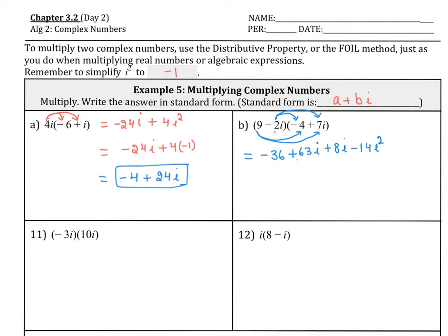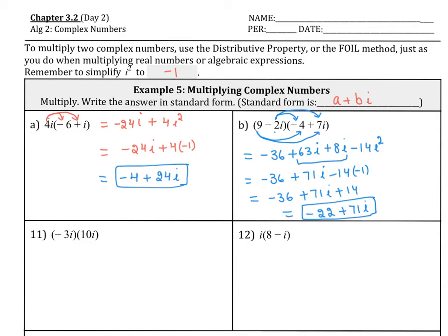Now you combine the like terms. So it's going to be -36 plus 71i and -14 times -1. You're going to get -36 plus 71i plus 14. So the final answer is going to be -22 plus 71i.